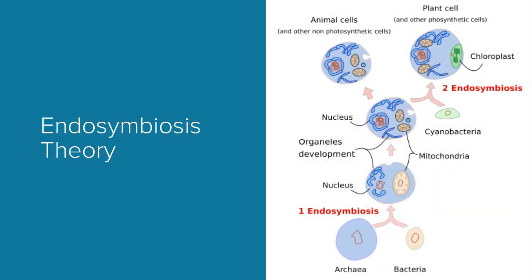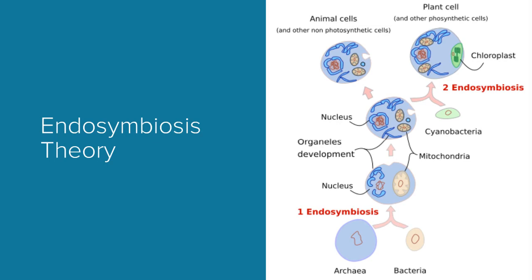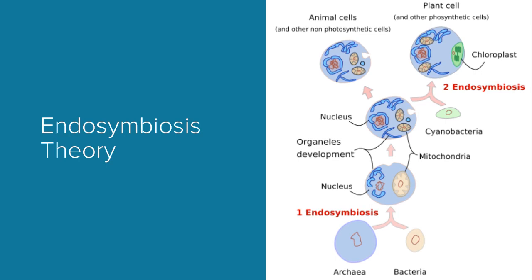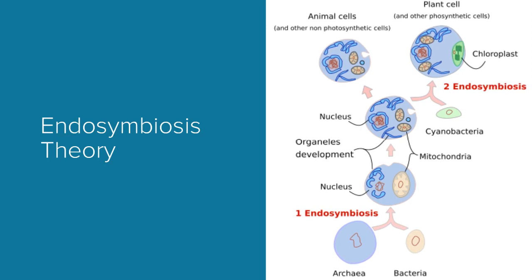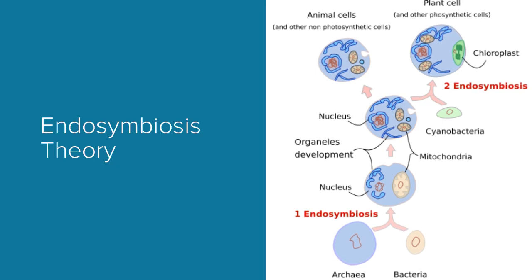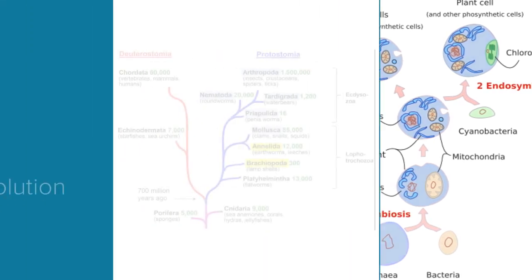The endosymbiosis theory states that a large prokaryote swallowed up a smaller prokaryote with the ability to make ATP. Over time, they developed a symbiotic relationship, and this allowed for the evolution of the mitochondria. The same thing essentially happened with chloroplasts, and so in plant cells, you'll actually see a secondary endosymbiosis where after the mitochondria was taken up, the chloroplast was also taken up.